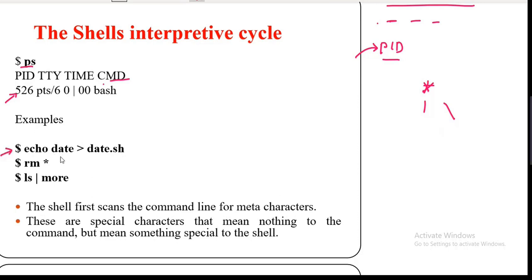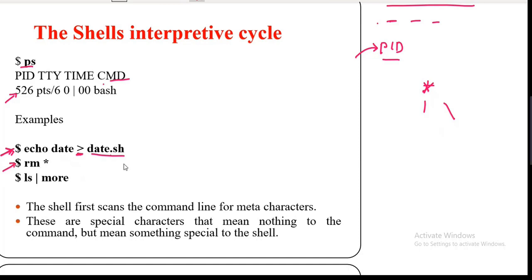So what exactly is happening here? Echo date. Here I have one special symbol, this is called the redirection symbol. And also here I have a file name. So what exactly is this command going to do? First, it is going to run the date command, and whatever output comes is going to be written into date.sh. The output it is going to write into this file.